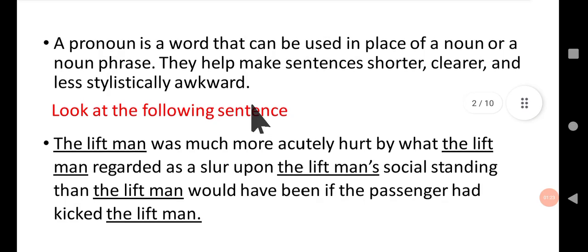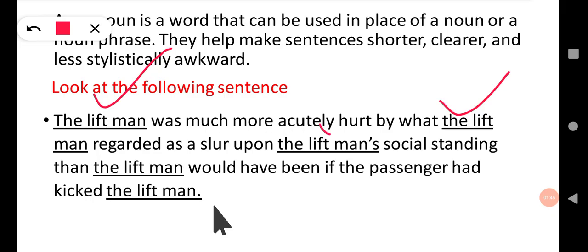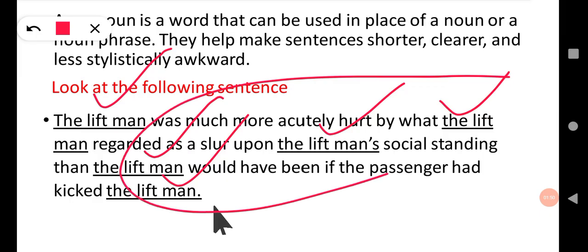If you look at this sentence given here: the liftman was much more accurately hurt by what the liftman regarded as a slur upon the liftman's social standing than the liftman would have been if the passenger had kicked the liftman. If you look at this, there are nouns here: the liftman, the liftman, the liftman, the liftman, the liftman. All the second four of these nouns refer to the first liftman himself. So all the rest, the second four nouns, are about the first person who is mentioned in the beginning.